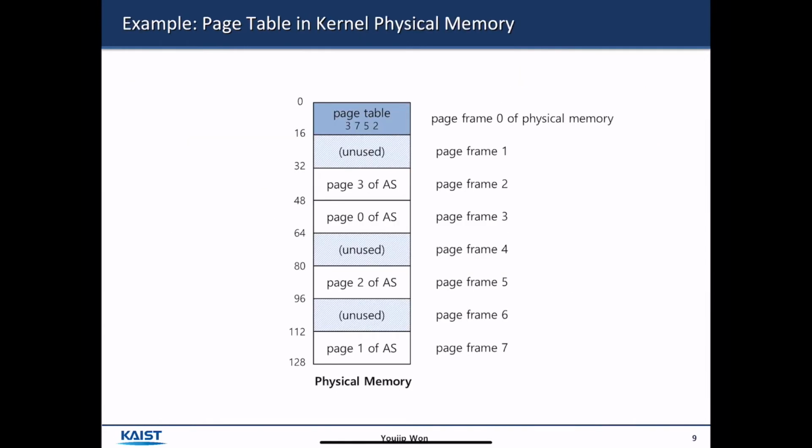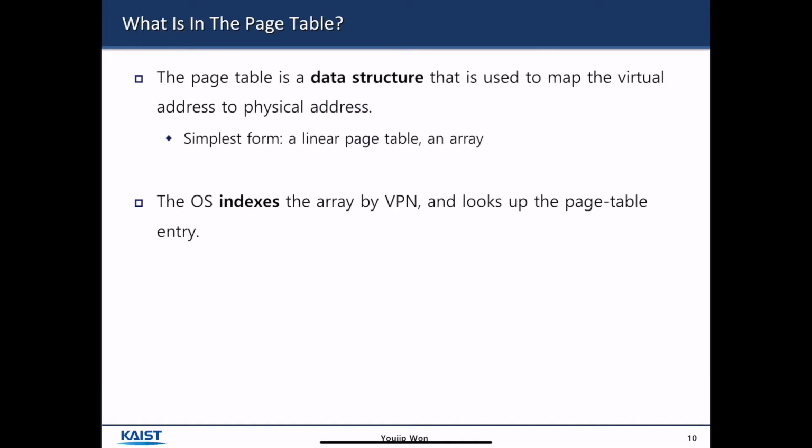Let's get back to our original example. There are 8 page frames, and there are 4 pages loaded into page frames. Page 3 is loaded on page frame 2, and page frame 3 contains page 0, and frame number 5 contains page 2, and frame 7 contains page number 1. So this is an example.